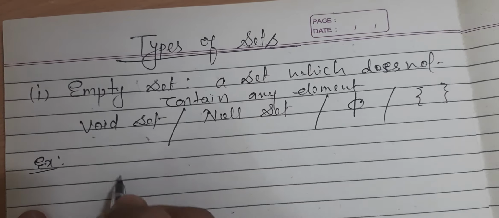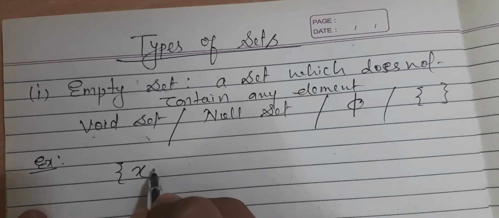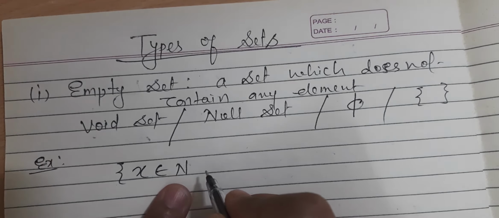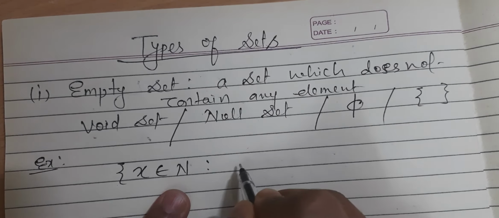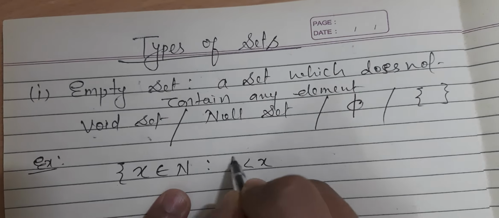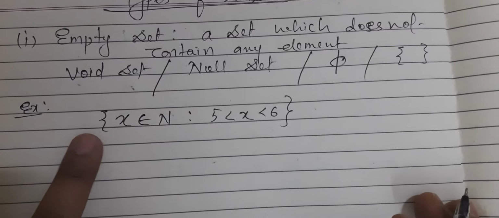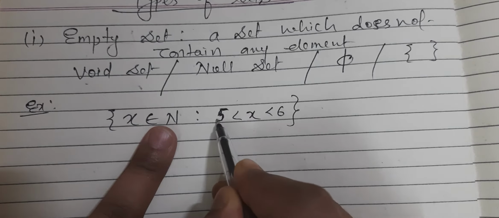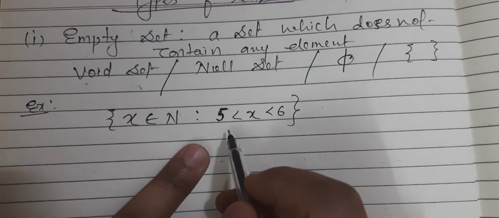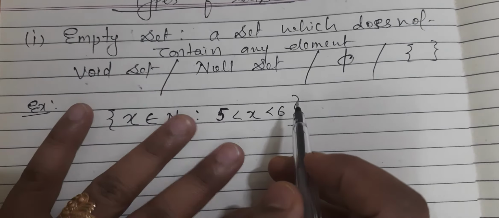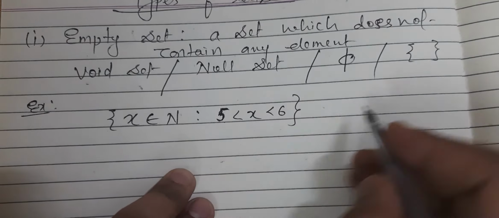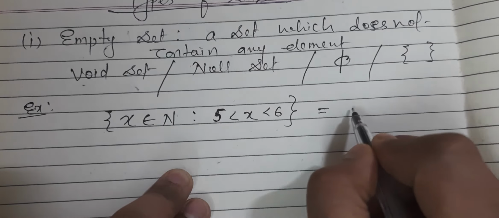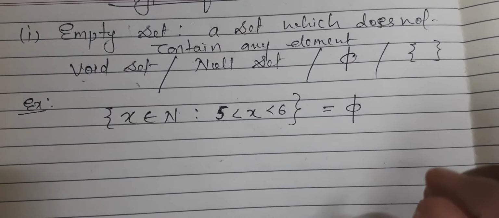If x belongs to set of natural numbers, here x is a natural number such that x lies between 5 and 6. So here x is a natural number and one condition is given that this x lies between 5 and 6, and we know that there is no natural number between 5 and 6. It means this set is a null set or phi or empty set or void set. So this is equals to phi.